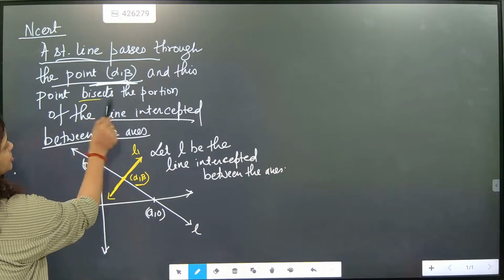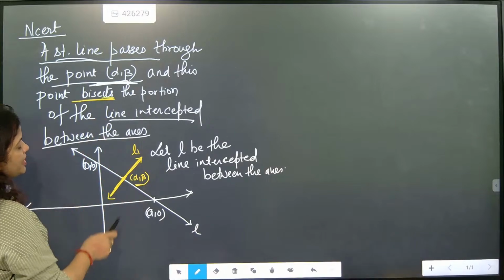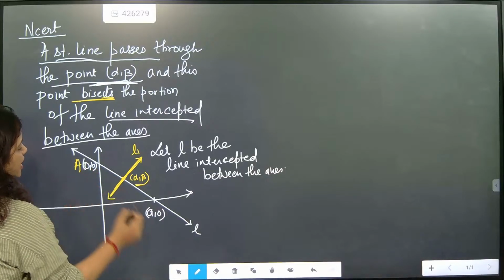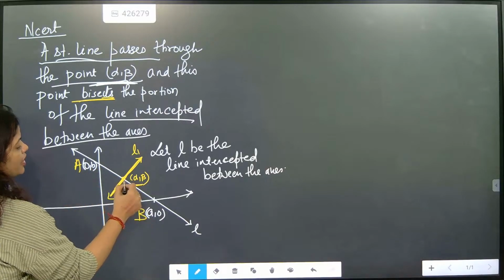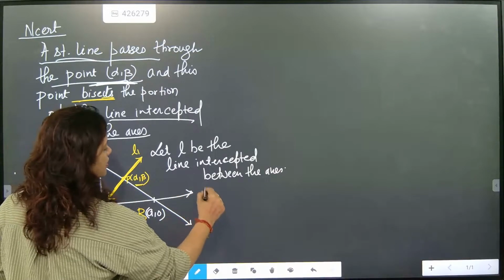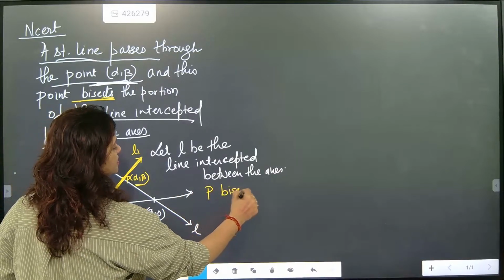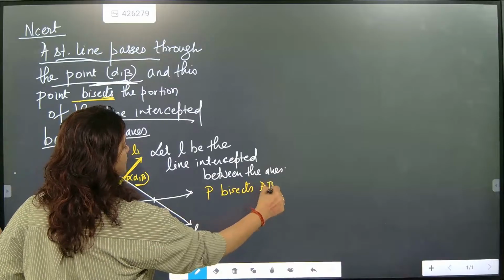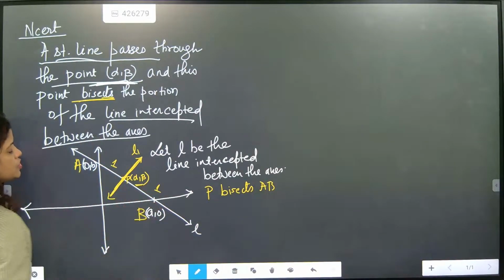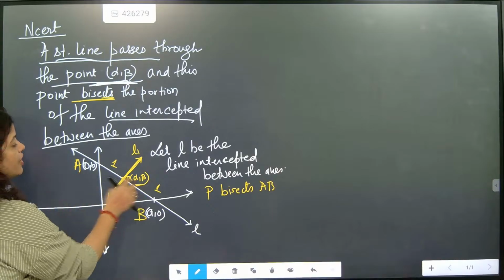Because bisection is written. So this point alpha beta bisects AB. So we will take this point as A and this point as B, and this point we will take as P. So P bisects AB. So what is the ratio if it is bisecting? Ratio will become 1:1.